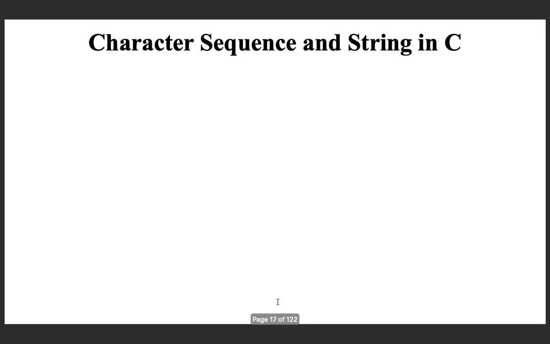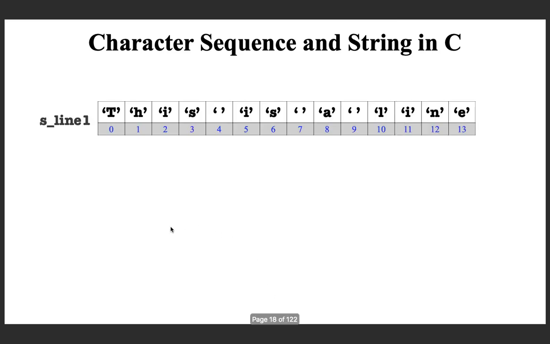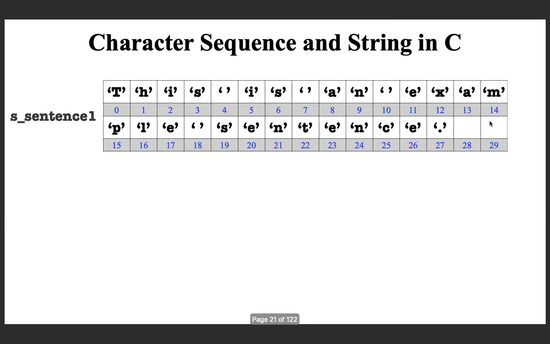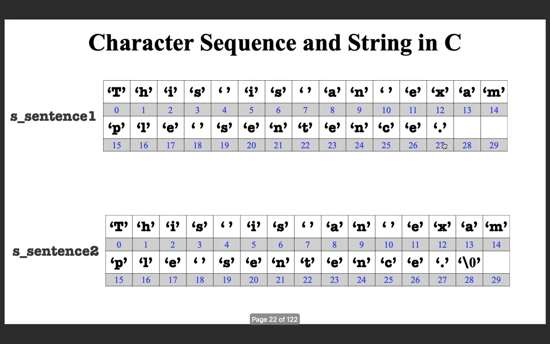Let's proceed and look at a line of string. So this is just a sequence of characters because it is not ending with a null character. Here is the corresponding string. Now just look at a sentence. Here is a sentence which is ending with a dot, but it's not treated as a string because it's not ending with a \0.